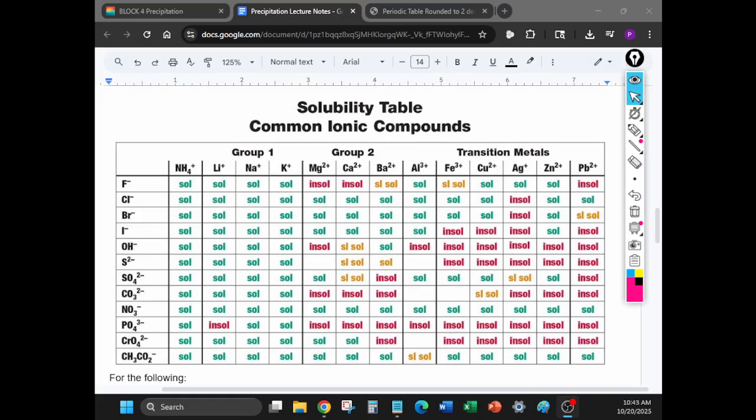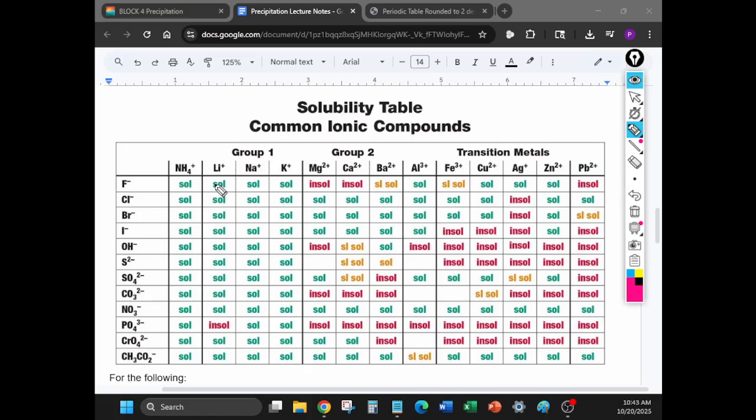Okay, so let's look at this table. I know it's a lot of stuff, right? But it's actually really, really easy to use. What this table allows us to do is predict, if I mix a cation and an anion, will the chemical formula you make dissolve in water or not?